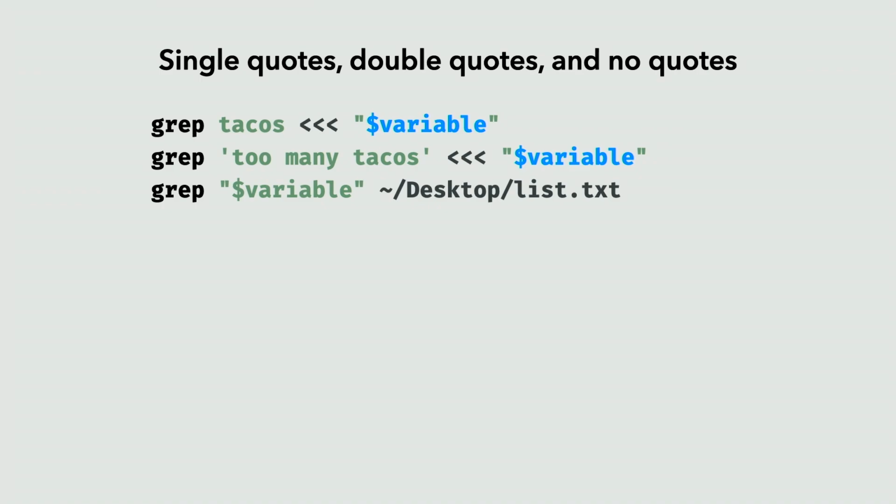And notice these are single quotes. I could just as easily use double quotes here and it wouldn't make a difference. And in the third example, my search string is actually a variable and I must use double quotes. If I used single quotes, my variable wouldn't expand and grep would literally look for $variable. So to keep it simple, I always use double quotes around my search strings. I'll rarely go wrong with that.